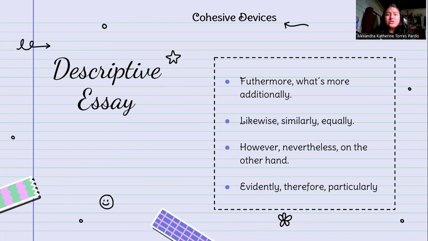The most common cohesive devices used in the descriptive essay are: furthermore, what's more, additionally, to introduce another viewpoint, statement, or concept. Likewise, similarly, and equally, showing the similarity between 2 points. However, nevertheless, on the other hand, showing contrast. Evidently, therefore, particularly, providing or reinforcing a point.